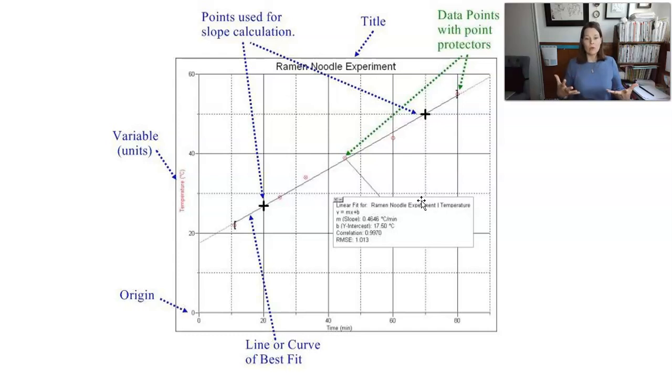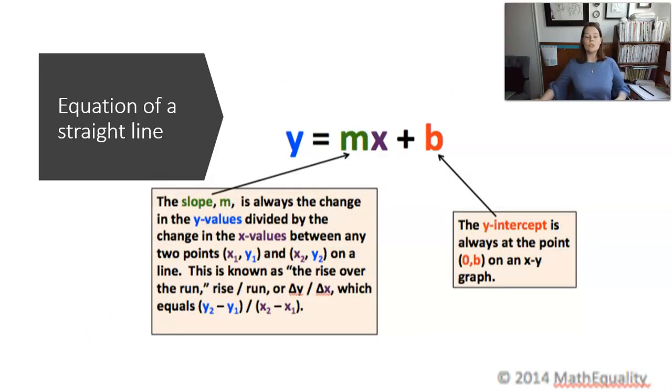So now we've got our line. We see that it's a straight line, and that means that we can use the equation of a straight line, which is y equals mx plus b. Y is the y-axis, so you would put the variable that was on the y-axis there. M is the slope, which we're going to talk about calculating in a second. X is what is on the x-axis, and so you would put that variable there.